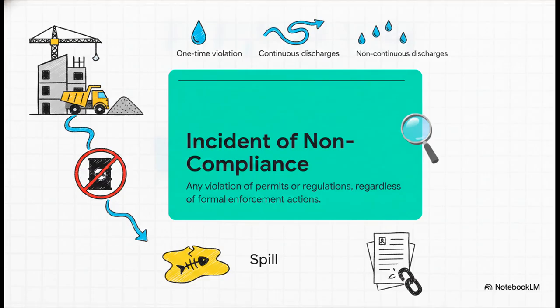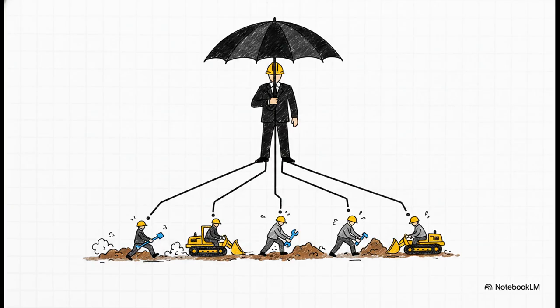End of story. Furthermore, the standards make sure that companies can't just pass the buck. The scope of disclosure explicitly includes incidents of noncompliance by any subcontractors working under their direct supervision. The construction industry relies heavily on outsourced labor and specialized subcontractors, so this rule ensures the primary engineering firm stays completely on the hook for the environmental footprint of the entire site.